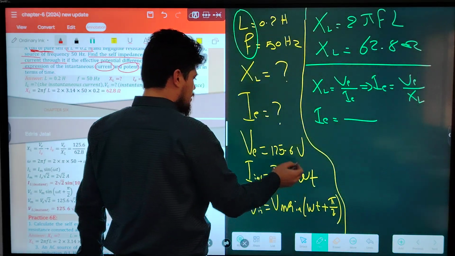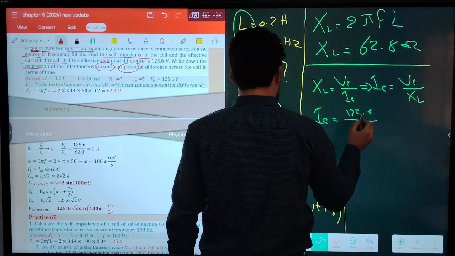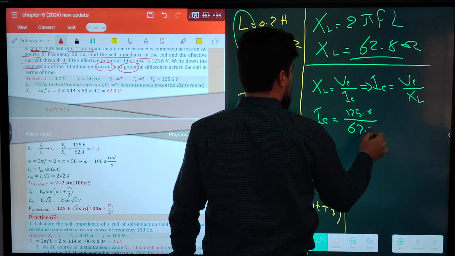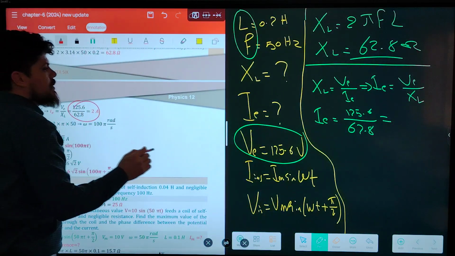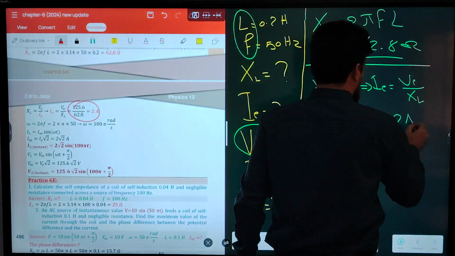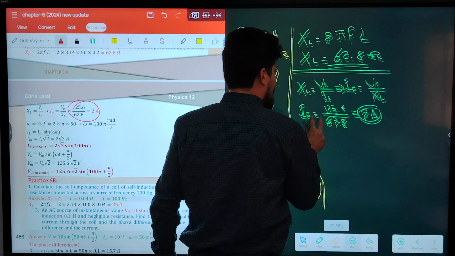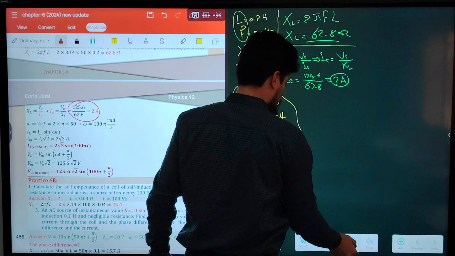Do we have VE? Yes, the effective value, 125.6, divided by XL. We didn't have it, but we found it. I effective is equal to what? 2 ampere. Okay? So the expression of instantaneous current and potential difference across the inductance is equal to what?